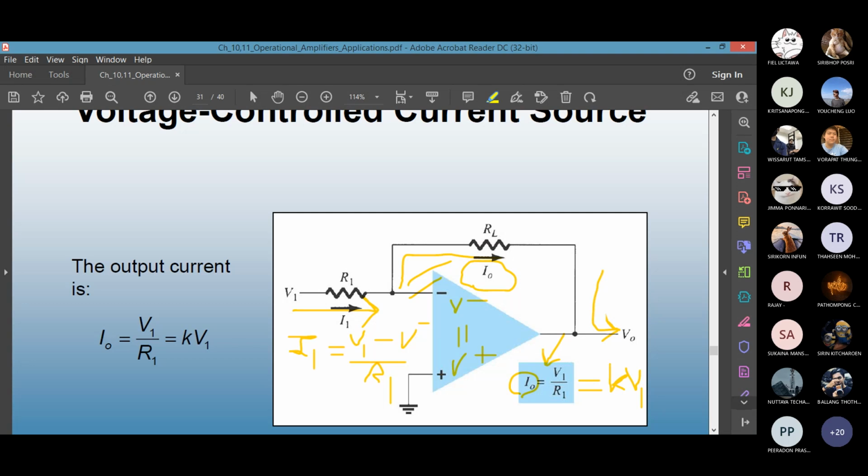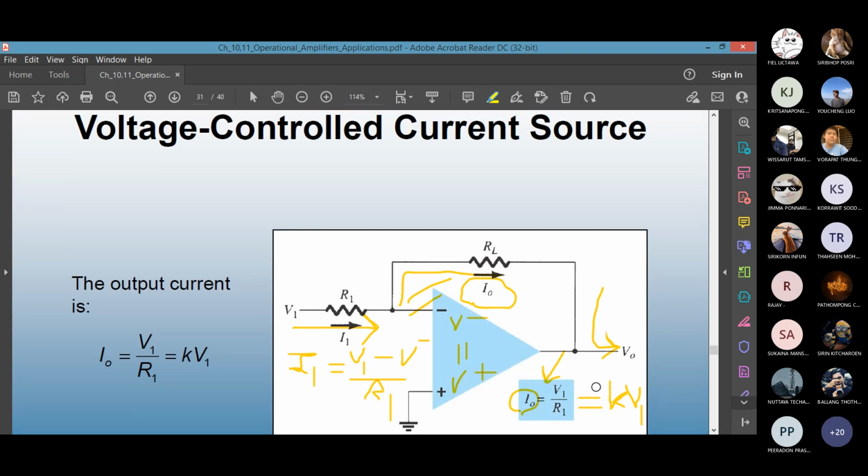You just rearrange the equation, and then you are expressing in terms of current. This I out, maybe you need 5 milliamp. I just give you a number. Maybe you need 5 milliamp for the next stage of your circuit, and maybe you want to change it to 10 milliamp, so you will double your V1. So now we are looking at a voltage controlled current source.